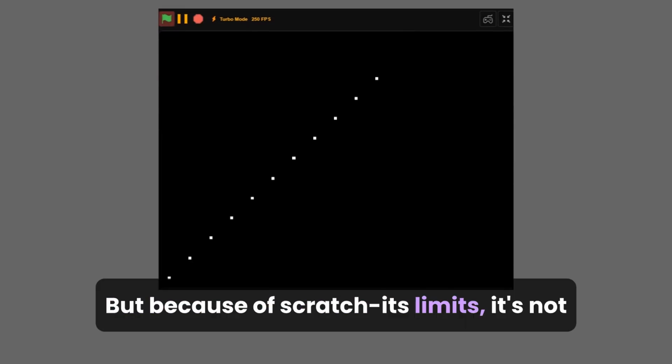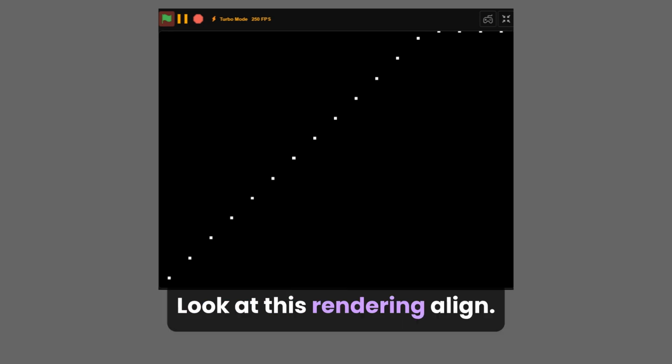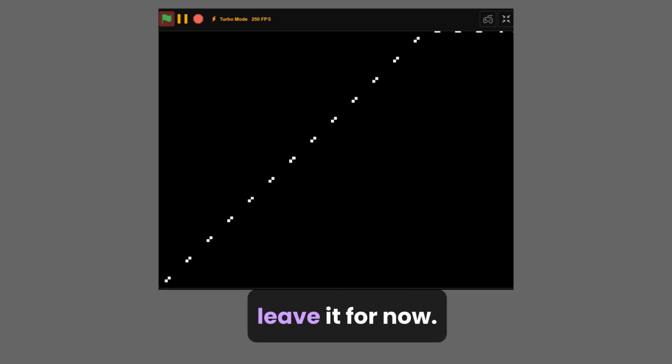But because of Scratch's limits, it's not that fast. Look at this rendering a line. This took a whole minute, so I'm going to leave it for now.